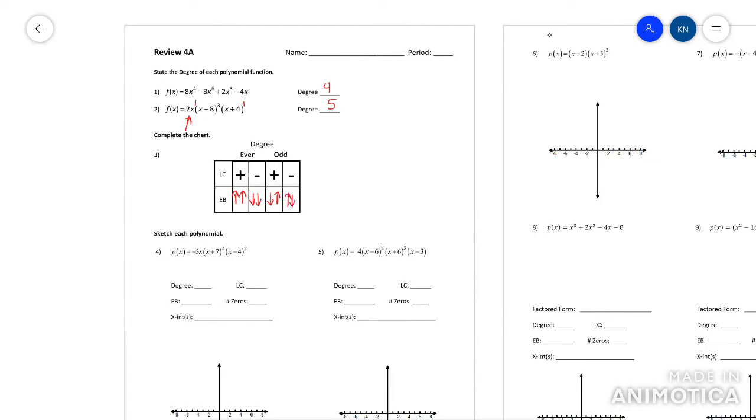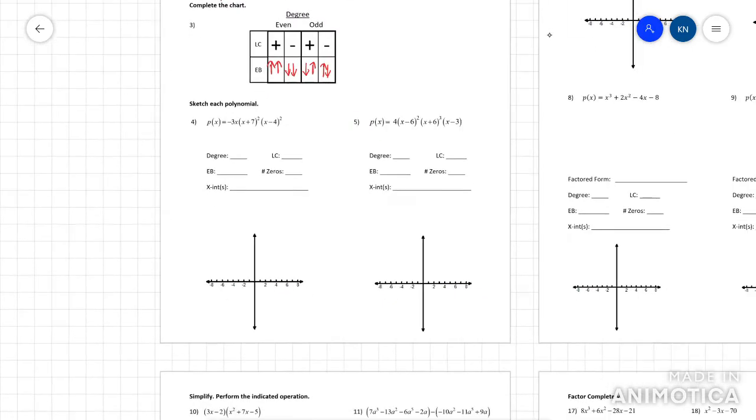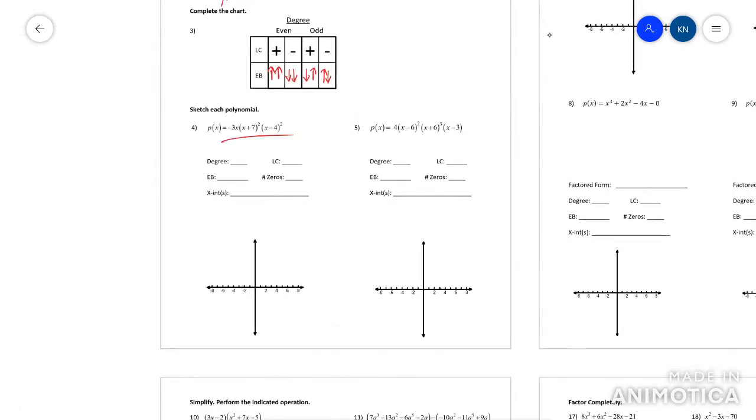All right. They now want you to draw each polynomial. So this is in factored form. When it's already in factored form, it's much easier. So give everything its exponent and find your degree. The lead coefficient's that -3. The end behavior, so this is a negative odd function, so it's an up, down. The number of zeros, make it match degree.